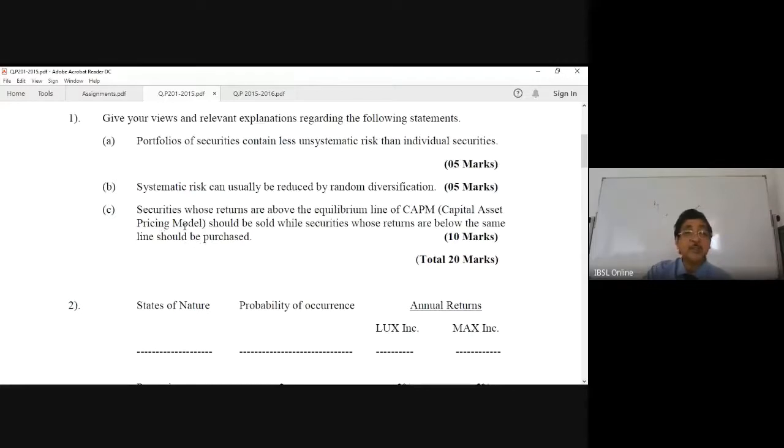So therefore, this statement is wrong. And you can draw a diagram like that and explain it. For this particular part of the question, since it carries 10 marks, you need to give a graphical presentation also and an appropriate explanation. Is that okay?